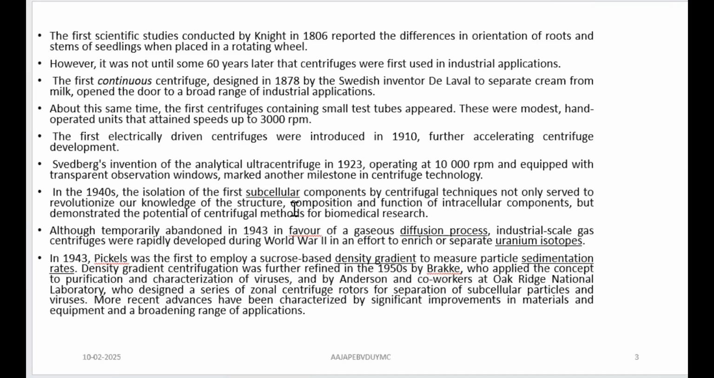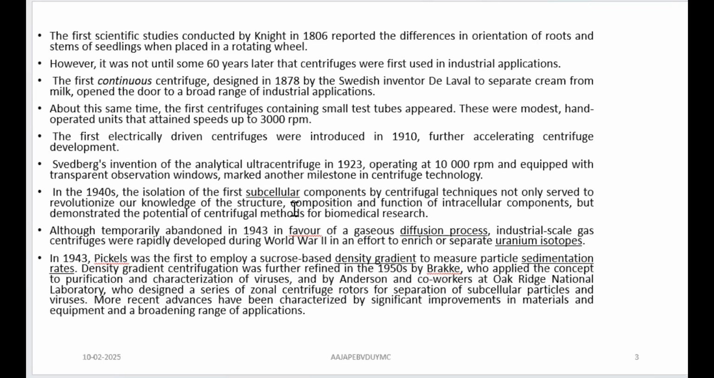In 1953, density gradient centrifugation was developed. So not only for separation of the particle, not only for monitoring the particle using a spectrophotometer and an analytical ultracentrifuge having a window to observe, but here you are able to separate particles based on their density. Density gradients are prepared, and particles will separate on the basis of their sedimentation rate.